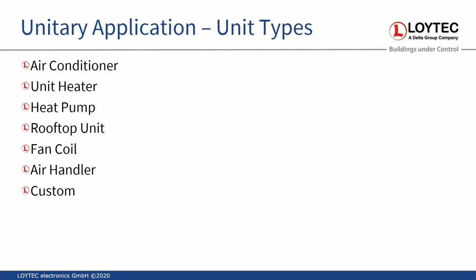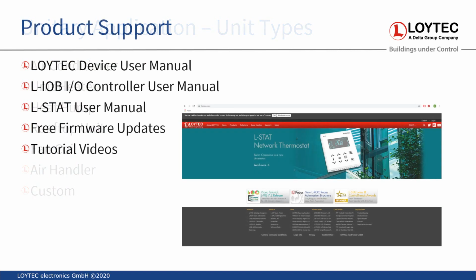A custom unit type is also available to allow configurable options to be available and adjustable based on the requirements of the equipment, terminated sensors, and control outputs as desired. This video focuses on the Unitary application for the LIAB 585. Basic device operations can be read about in additional Loytec user manuals available on the Loytec website, loytec.com.